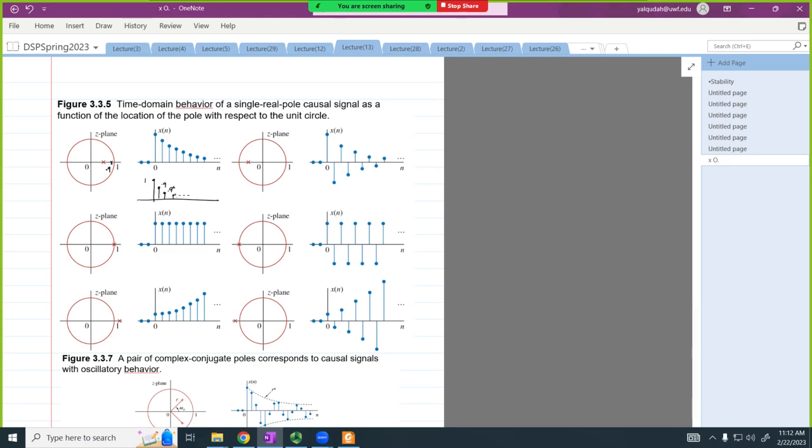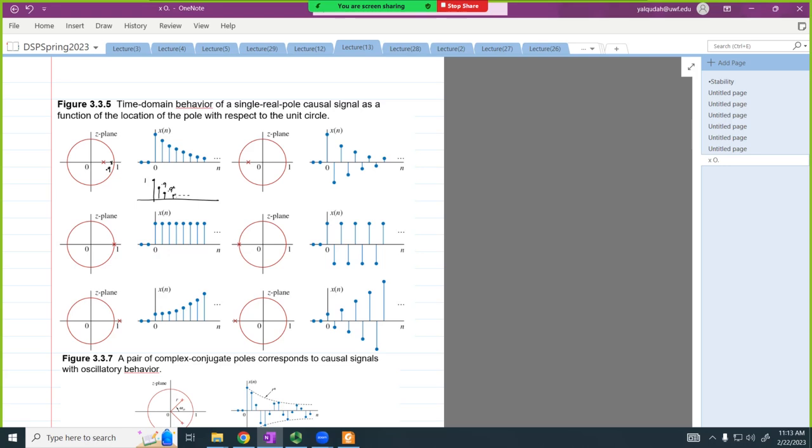Now if I keep moving this pole, and now the pole all of a sudden is on the unit circle, what is h of n going to look like? It's going to be a unit step. This is z over z minus 1. Is this system stable? No. It's not stable. Even though it looks finite, if I add all the terms, they're going to add up to infinity. Make sense? So it's not stable.